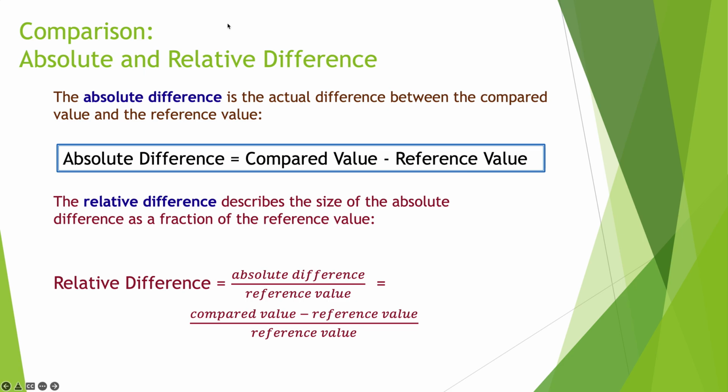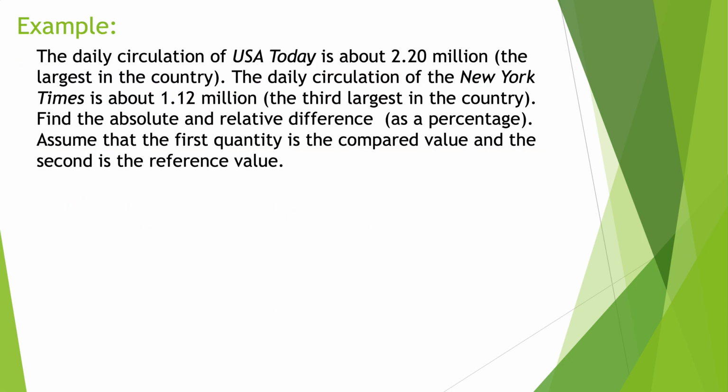Now let's give you some examples of where you figure out both. The daily circulation of USA Today is about 2.2 million. And by the way, I was given these numbers. This was, I believe, written a few years ago, so I think the numbers are probably wrong now. The daily circulation of the New York Times is about 1.12 million. It's the third largest in the country. Find the absolute and relative difference as a percentage, assuming that the first quantity is the compared value and the second is the reference value.